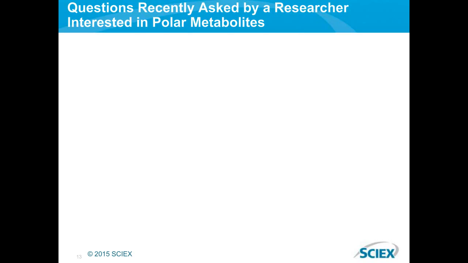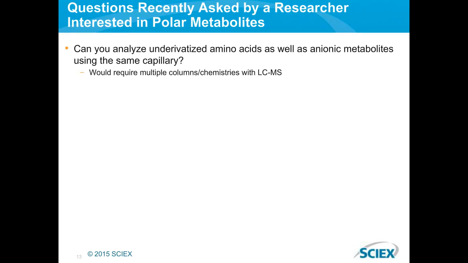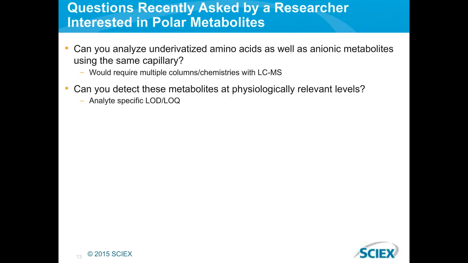But at the end of last year and the beginning of this year, I was approached by a researcher in Europe who is interested in polar metabolomics and whether the new CESI-MS can be used in this technique. And what he asked were some probing questions. The first one was, can he analyze underivatized amino acids as well as anionic metabolites using the same capillary? Because ideally what he wanted was a technique where he didn't have to change the hardware. He could just flip between methods, run one method to look for cationic metabolites, and then flip and inject again and look for anionic metabolites using the same capillary and ideally the same background electrolyte solution.